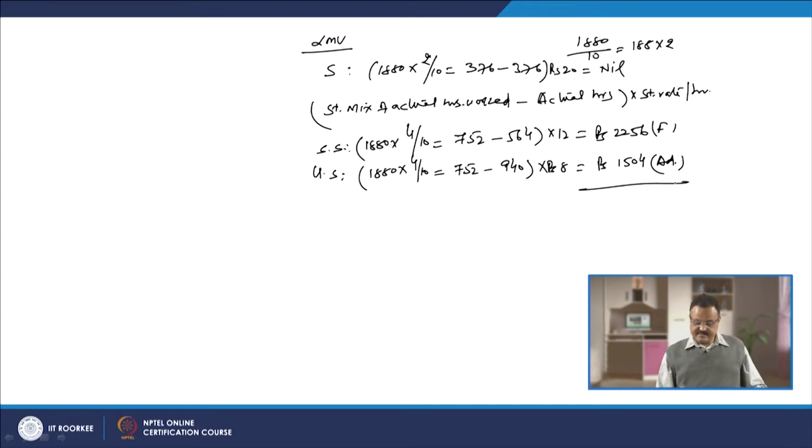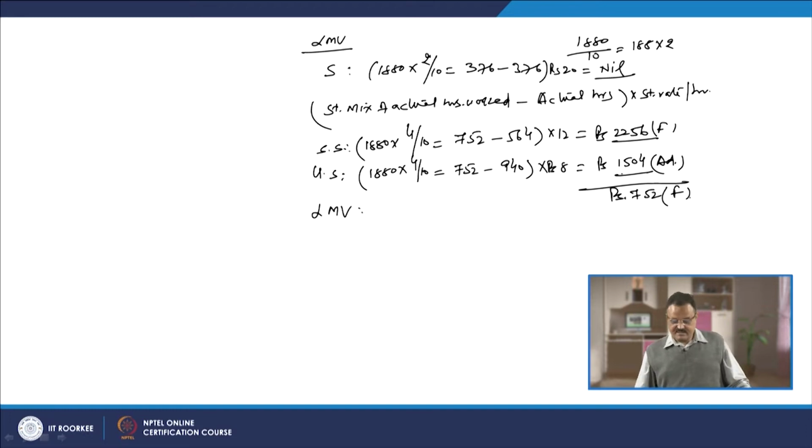If you calculate this labor mix variance, total for all the 3 category of the workers, this will be 0 in the first case, this is the second, and this is the third. One is the favorable, another is the unfavorable. So, the net result comes out as rupees 752, but it is favorable. This variance is favorable, because semi skilled is favorable, unskilled is unfavorable. So, finally this variance is 752, which is favorable.